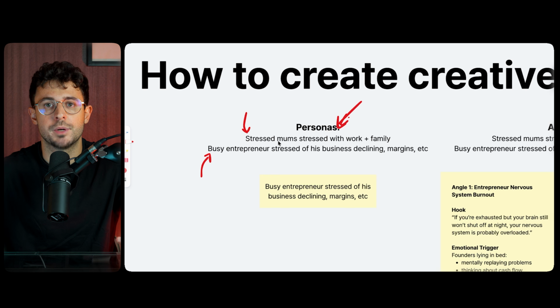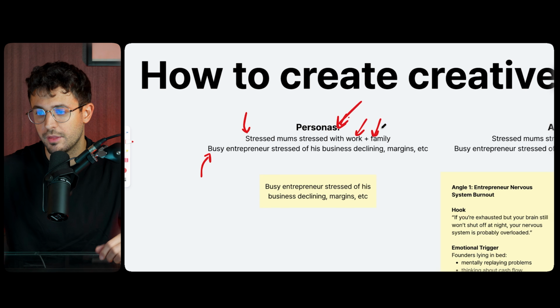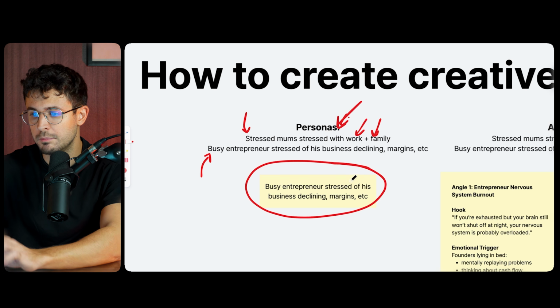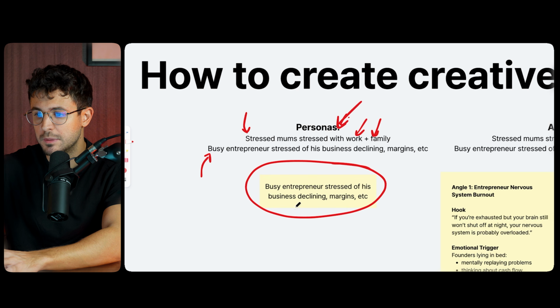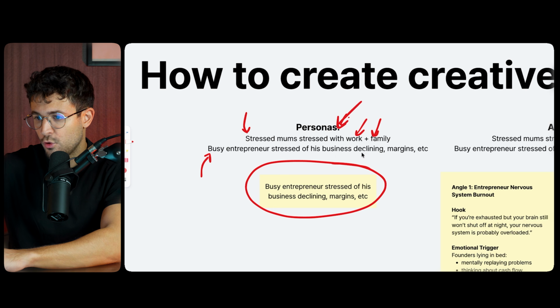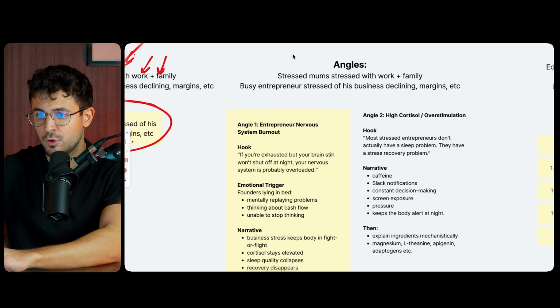Like, you cannot be just an entrepreneur, okay? It's more like an entrepreneur stressed about his business declining. And then another persona could be stressed moms because of work plus family. They need to take care of a lot of different things, okay? Now, for this example, let's say we take this persona as an example: a busy entrepreneur stressed about his business declining, low margins, you know, this kind of stuff. Now, once we have the persona, we want to identify the angle. We have 2 personas here, but in this example, we're going to focus on this persona.